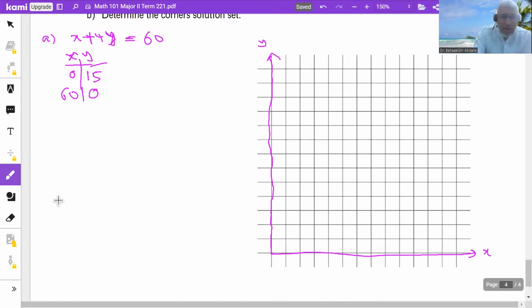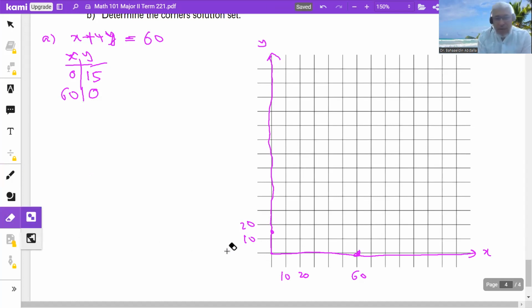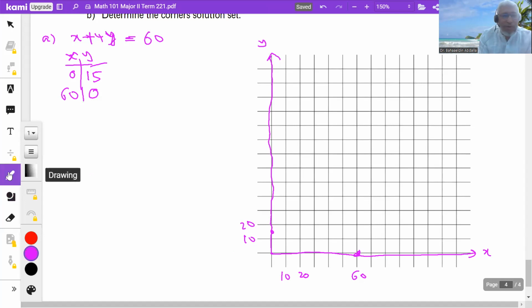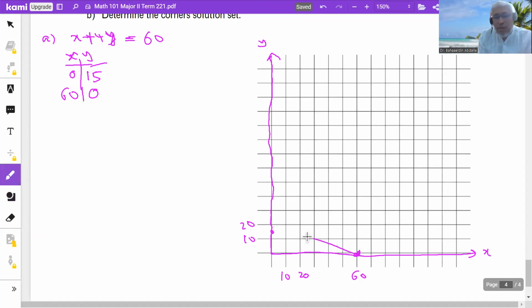The numbers are large, so I'll go 10 by 10. I need 60, 0. So this is 10, 20, 30, 40, 50. So this is 60. So this is the point 60, 0. 0, 15, if this is 10, this is 20. So 15 would be in the middle. And the graph of the line just connect these 2 points. I need to be more accurate. Let me start from here.